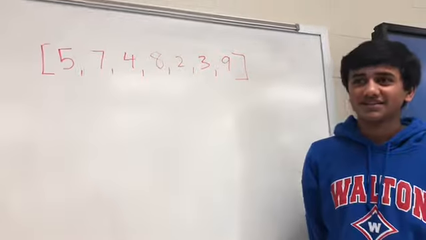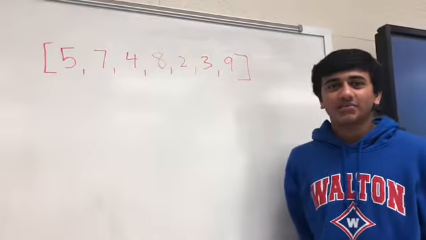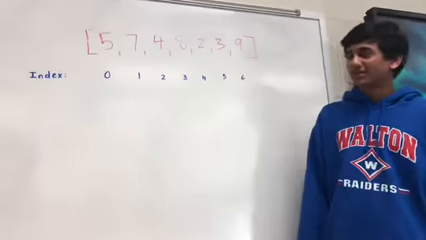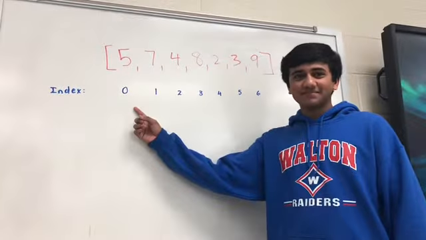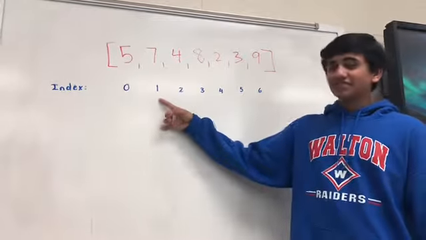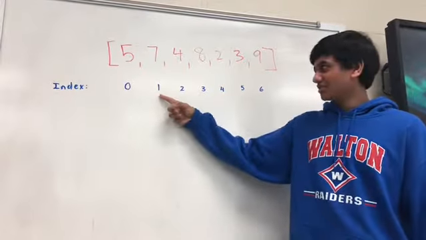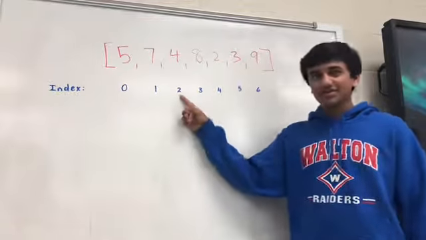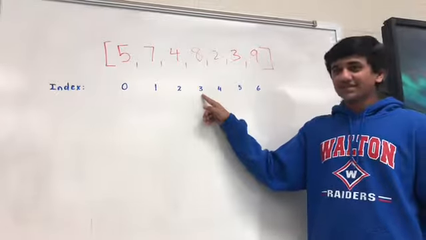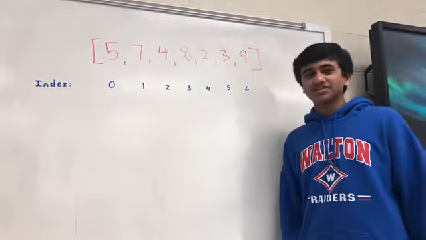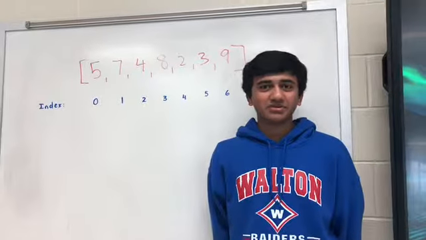Let's use this array as an example. Say you want to find the element 8. First, we have to start at the first index. Is 5 equal to 8? No. So we move to the next index. Is 7 equal to 8? No. So you have to go to the next index. Is 4 equal to 8? No. So then we go to the next index. Is 8 equal to 8? Yes. So 8 is found at index 3. Our program will then return index 3.